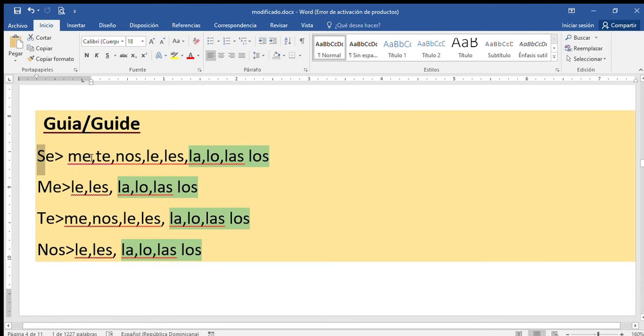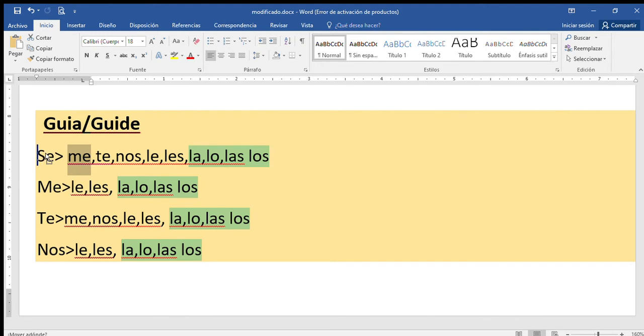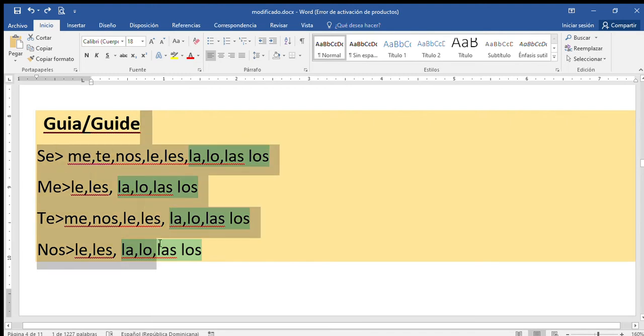So the way you use "se" with other pronouns is se, me, te, nos, le, les, and so on. So you cannot say, you shouldn't say like "me se" or "te se" or "nos se." It's not right. You should not say "le me" or "les me." So this is a guide. For example, you are making an exercise and you see that you have "me se," then you will know that that is not right. So this is very important right here.